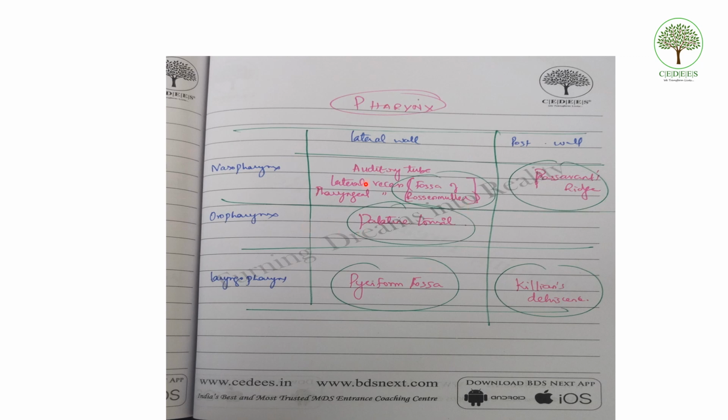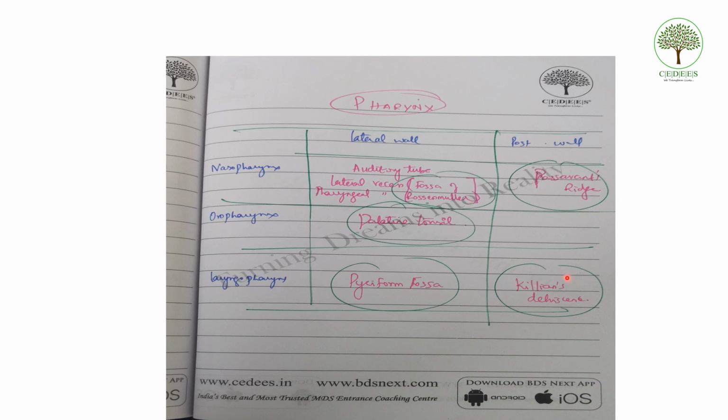In the oropharynx, in the lateral wall you can see the palatine tonsil. In the laryngopharynx you can see the pyriform fossa in the lateral wall, a common site for foreign body obstruction. The clinical significance is that when you are removing the foreign body, there is a risk of injury to the internal laryngeal nerve, which lies just deep to the mucosa of the pyriform fossa.